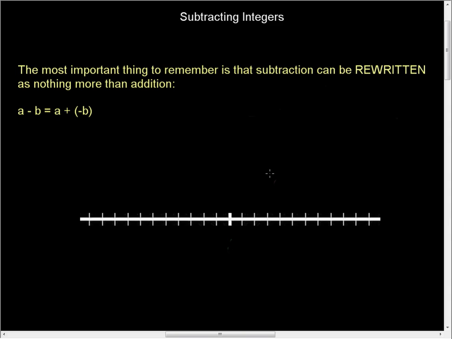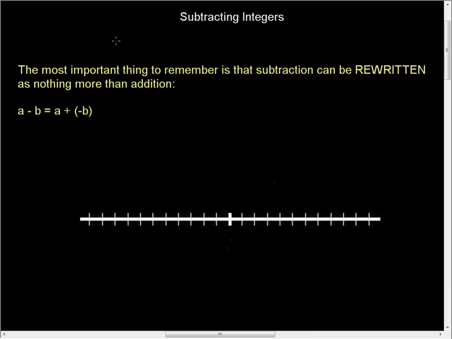In this video, we're going to look at subtracting integers. And now, as we're learning about subtracting integers, the most important thing to remember is that any subtraction can be rewritten in addition. And so the example here is a minus b is actually a plus the negative of b.